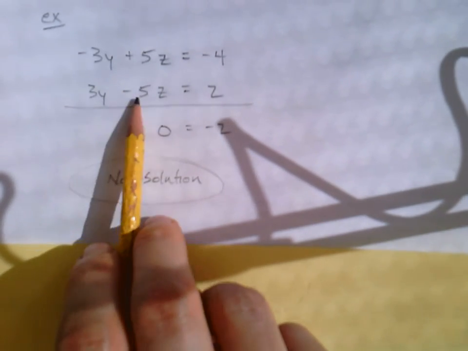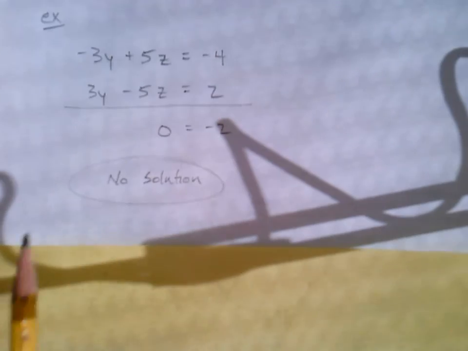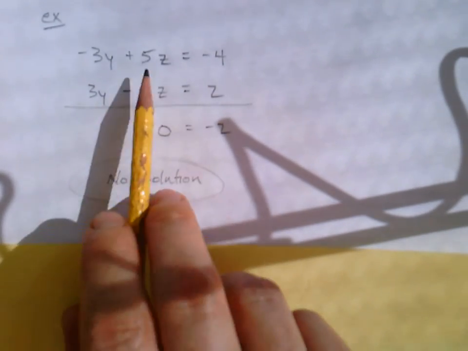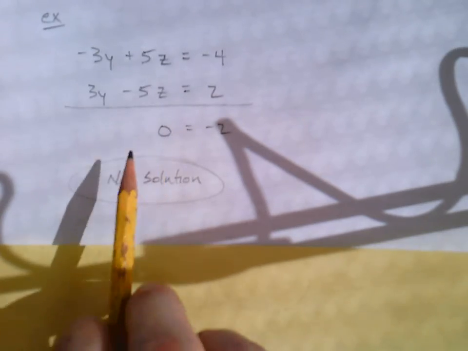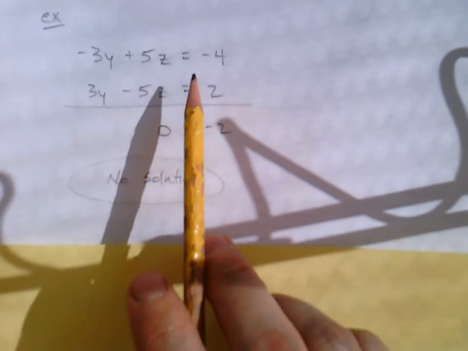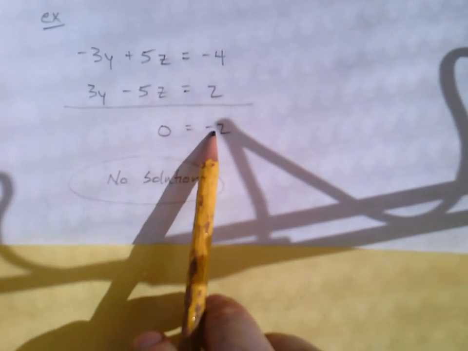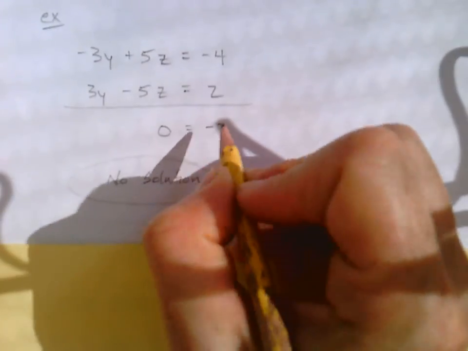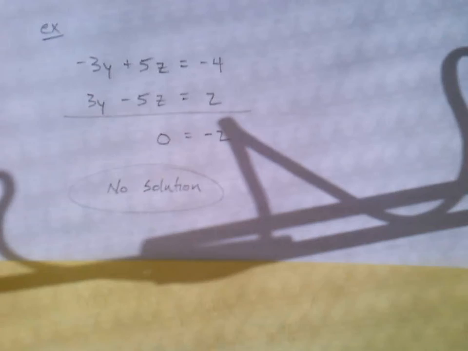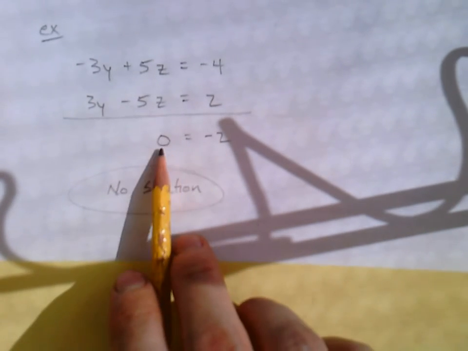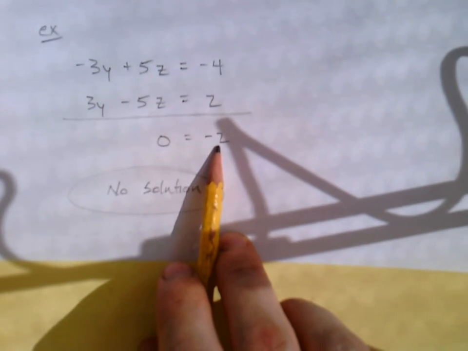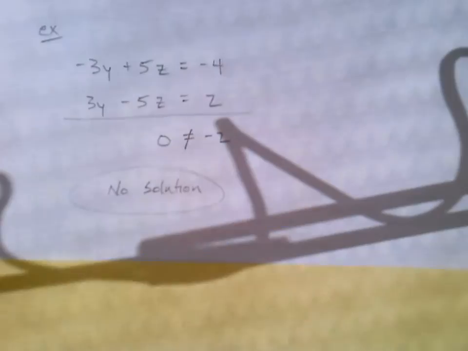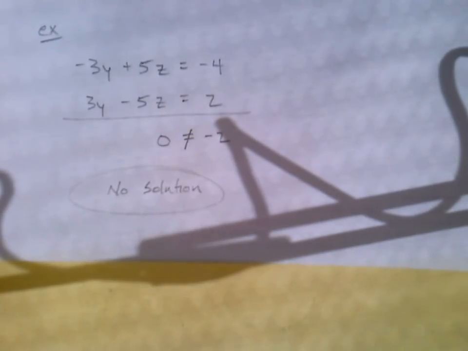And 3y minus 5z equals 2. And then we went to say eliminate the y's, okay, but then the z's eliminated also. But then when we go over here, we end up with some number. So negative 4 plus 2 is negative 2. Okay, so the difference is it's not 0 equals 0, it's 0 equals something else, right? Well, 0 does not equal negative 2. So that's just not going to happen.